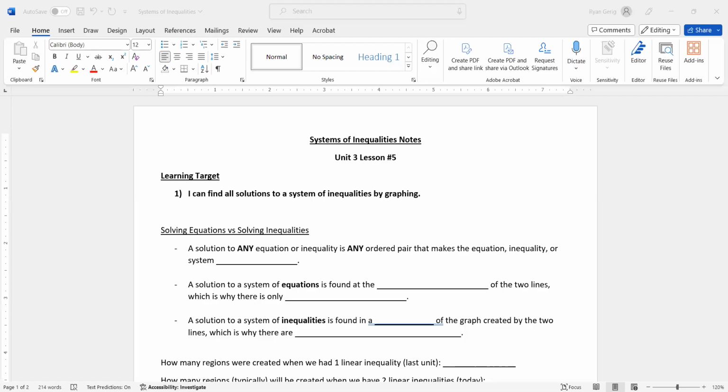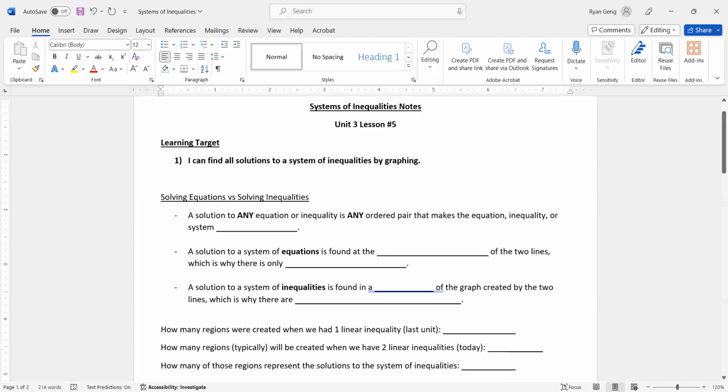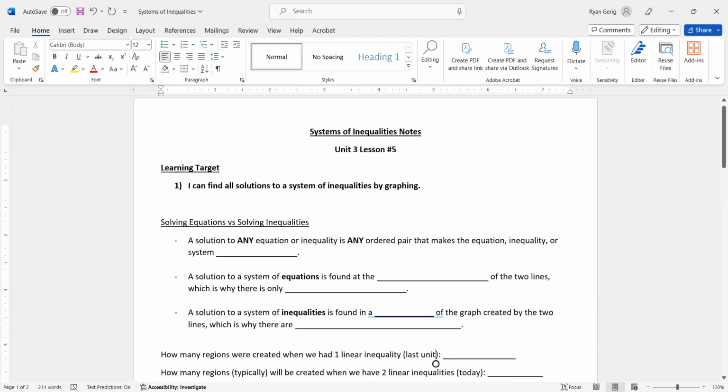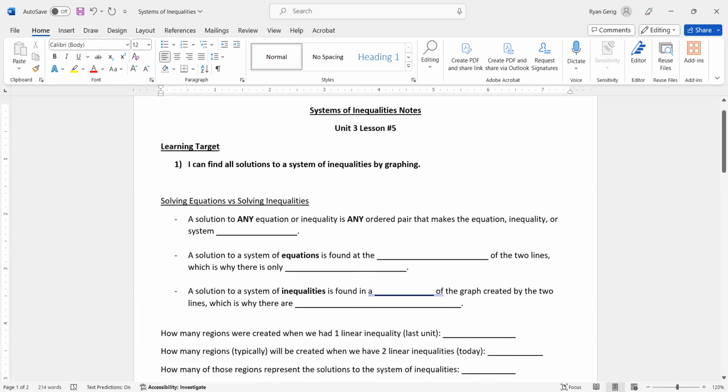Hello, algebra, and here we go with the last lesson in Unit 3. Yes, I know it's a very short lesson, short unit, sorry. We've actually done this, kind of, back in the last unit, too. So this shouldn't be hard because we're just building a little bit on something we've already done.